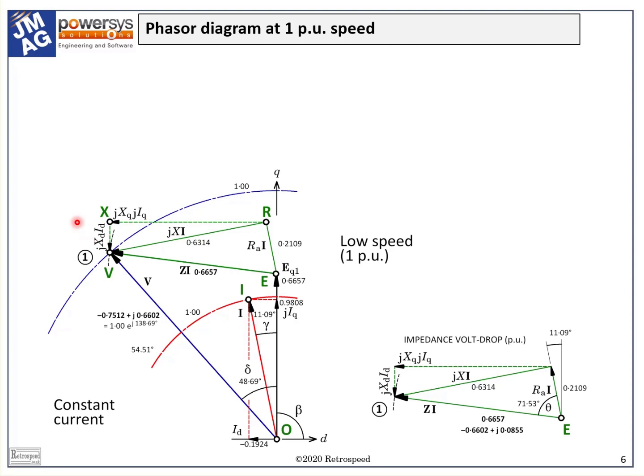We may think that the dq-axis theory goes back only as far as Park's transformation in 1929, but in fact it predates Park by about 30 years.